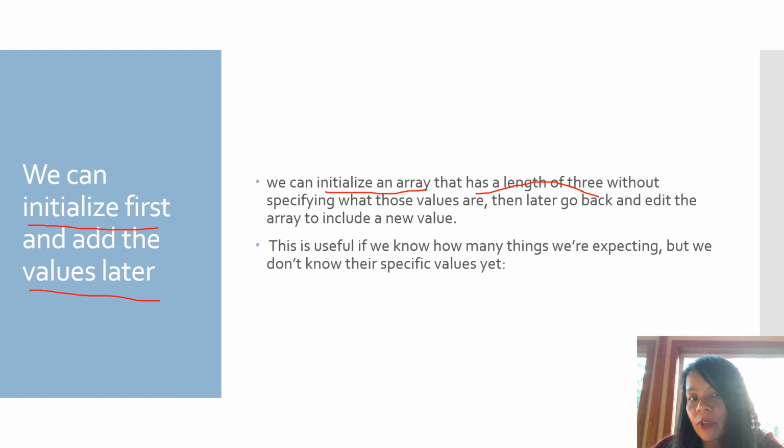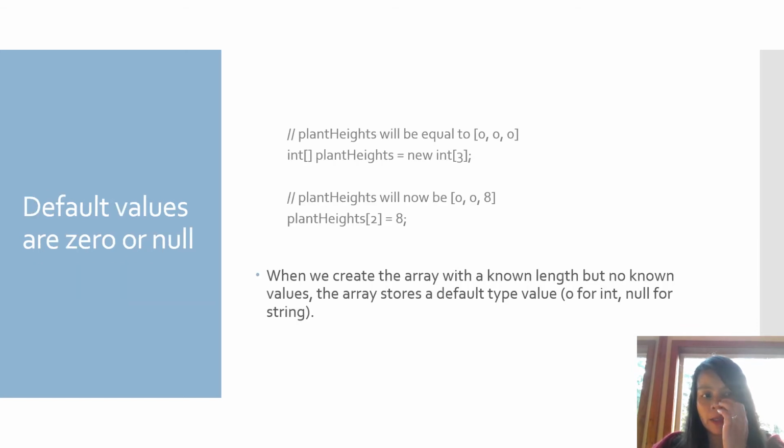So this is useful if you know how many things you're going to be expecting, but you don't actually know what their specific values are yet. Default values are going to be 0 or null. So here, without giving the specific values, you can say, here's an array made up of integer type, and this is the array name, plantHeights, and it's going to be a new array of integer type, and there will be 3 values in there.